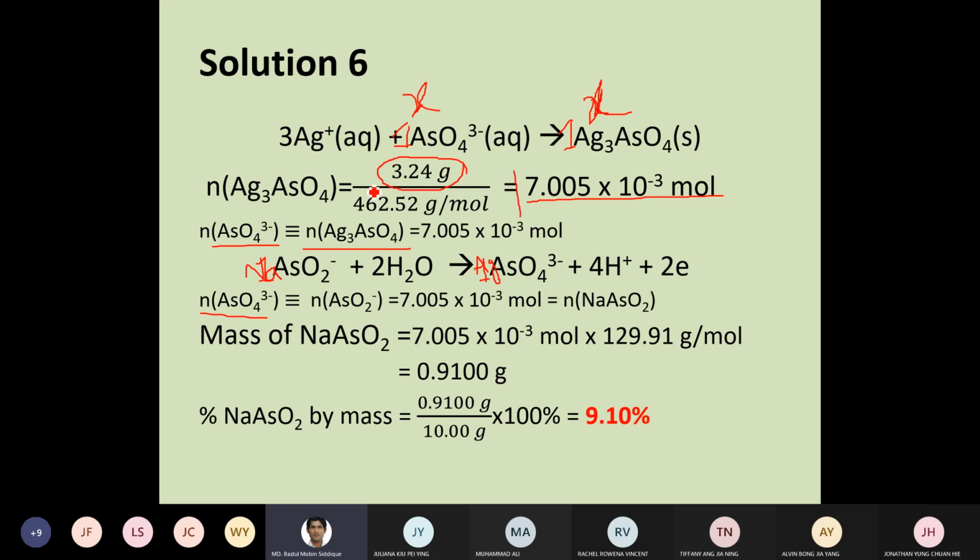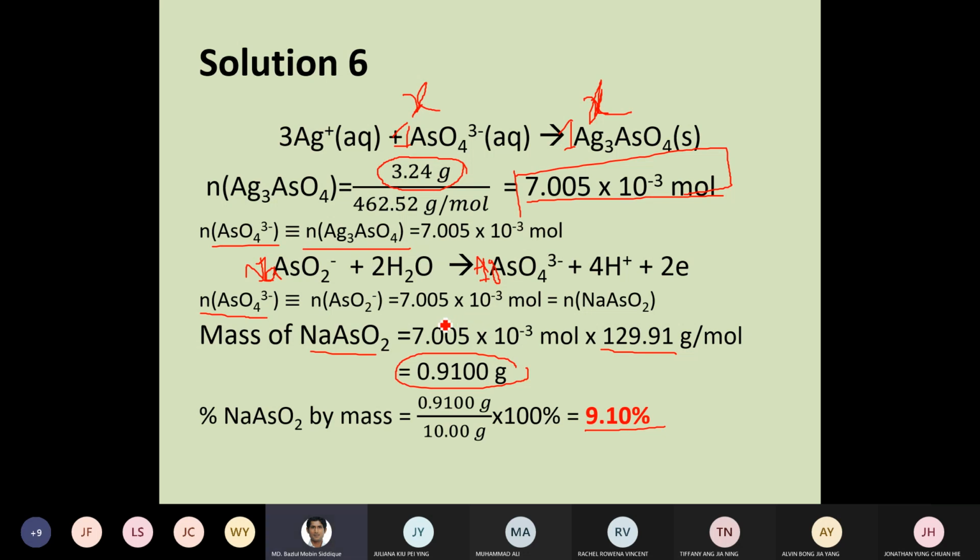So the same number of moles that we found can be used to find the mass of sodium arsenite. We just multiply by the grams per mole of sodium arsenite, and we find this is 0.91 gram of sodium arsenite was in the sample, and it is only 9.1%.